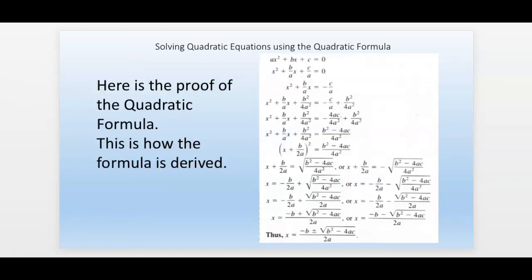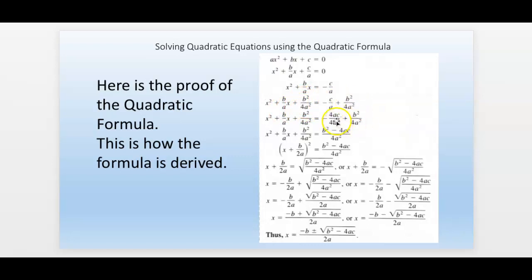Now, real quick, we're just going to look at the proof. The first thing you do is divide everything by a, so that you have 1 in front of x squared. Then move the c over a to the other side, so now it's negative c over a on this side, and then you can complete the square. Remember, b over a, half of that is b over 2a. So you square that and add it to both sides.